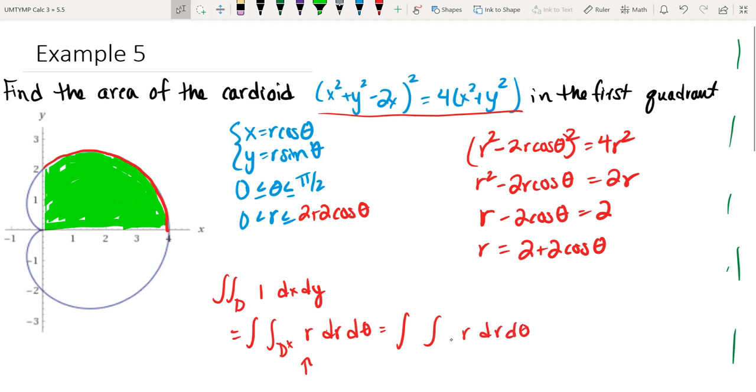We know theta ranges from 0 to pi over 2. We haven't checked that, and we'll get to that in a moment. And then r ranges from 0 to 2 plus 2 cosine theta. And that's actually going to be our answer. Now, how do I know that it's 0 to pi over 2?